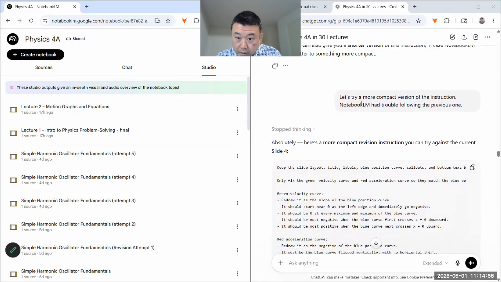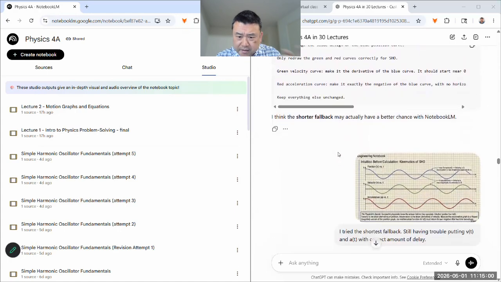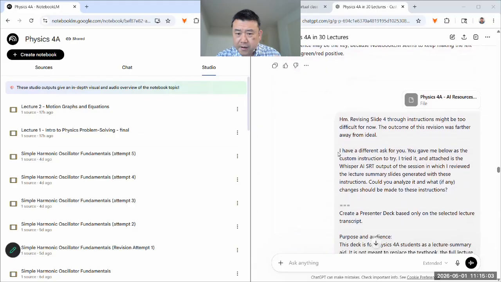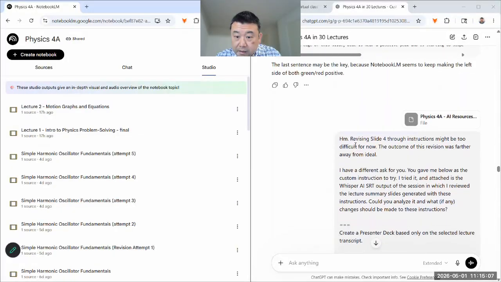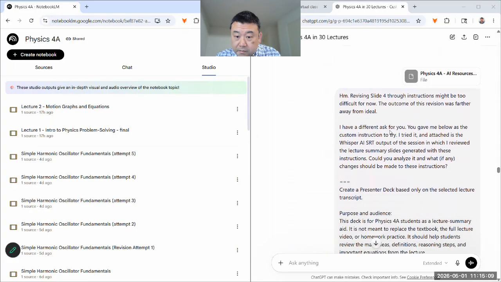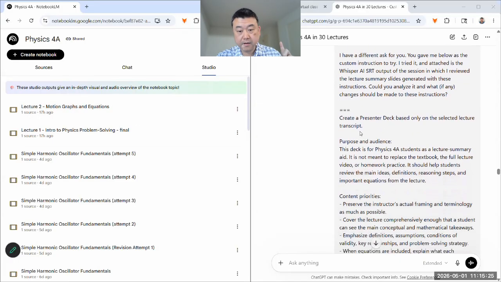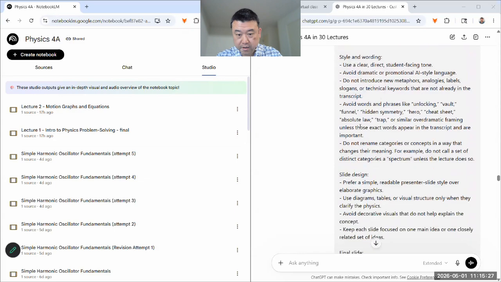So anyways, this is still me trying to correct the slide 4, and again I'm just giving up. I'm beginning to reprocess my lecture transcripts. That's why I'm starting from lecture 1, and I processed the lecture 2 transcript. So this is my lecture 2 slides, and this is the instruction that I used.